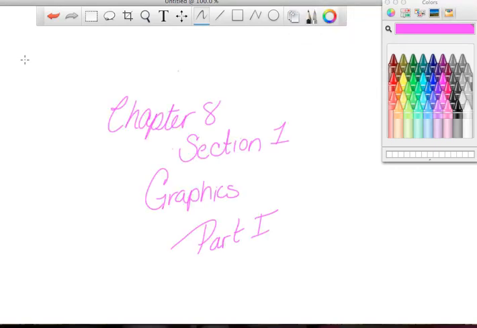Okay, today we're going to be drawing graphics for Chapter 8, Section 1, Part 1, having to do with water to drink. Your paper should be folded so that you have 8 on the front, 8 on the back. That's our standard hot dog, hamburger fold. And we will start with number 1.